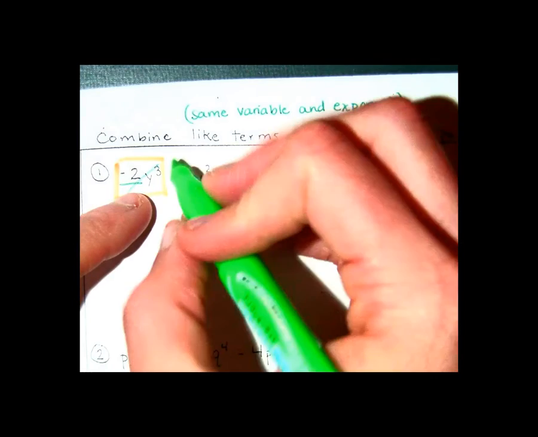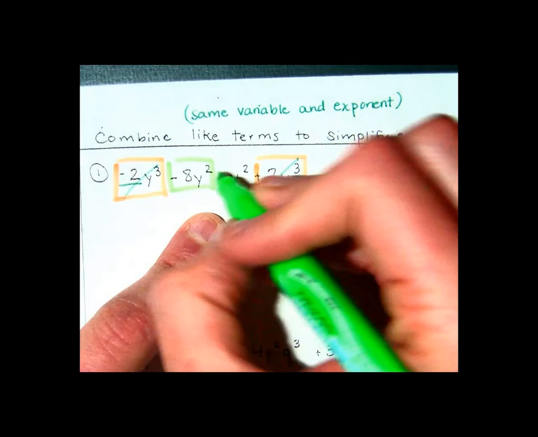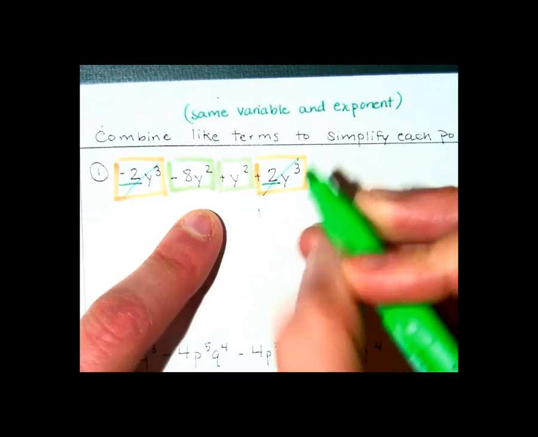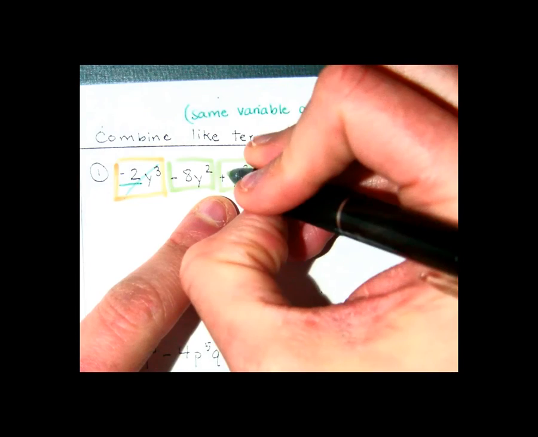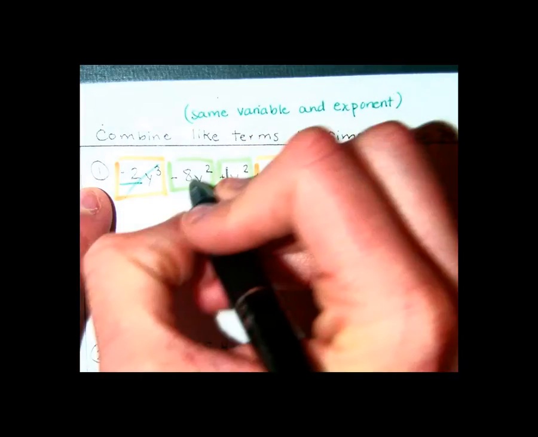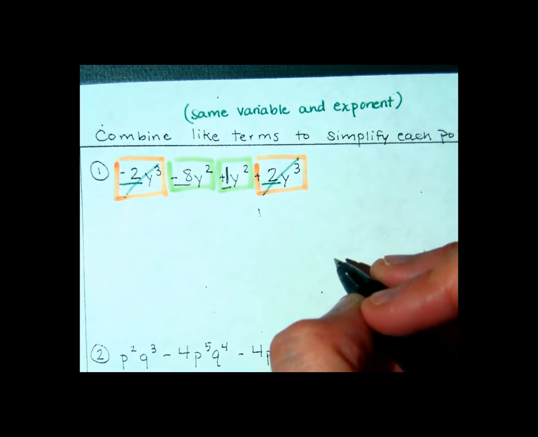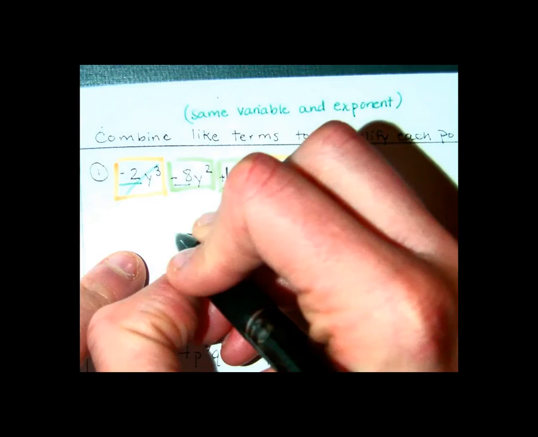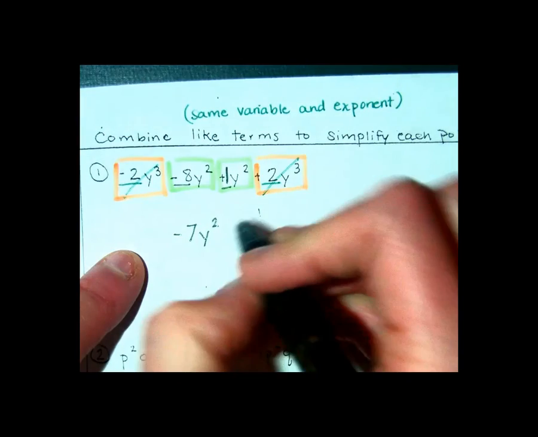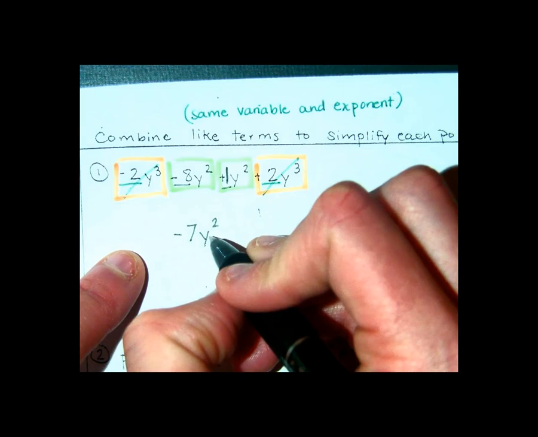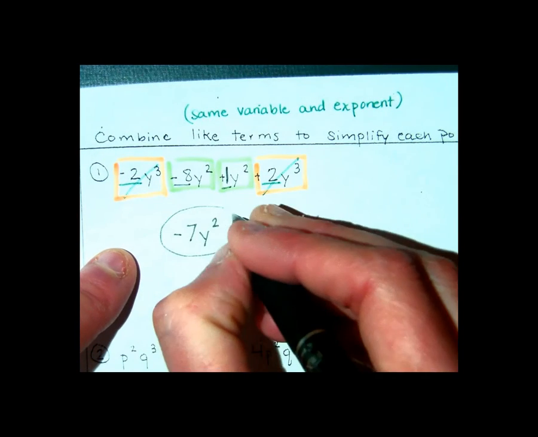Negative 8y squared. Are there any other y squareds? Yes. What number's in front of that one? 1. If you need it, write it. I'm going to add the numbers in front. Negative 8 plus 1. What is that? Negative 7. Remember, if it's opposite signs, you subtract. Keep the sign of the larger one. I do not change the variable or the exponent. I'm only changing the coefficient in front.